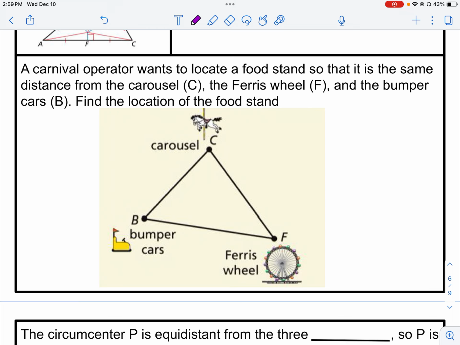So in a real world type situation, if we've got a carnival operator who wants to locate a food stand so that it's the same distance from the carousel, the Ferris wheel, and the bumper cars, we want to find where the best place to put our food stand is. We want it the same distance from the three most popular rides so that people standing in line smell our wonderful elephant ears and say, hey, I've got to go get one of those. So how are we going to do that?